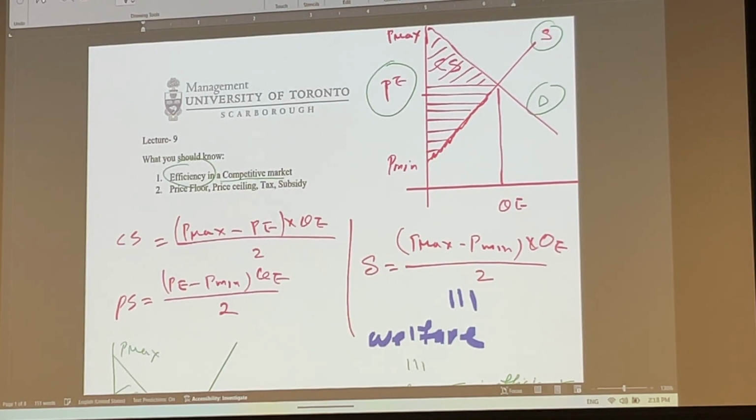The government should not intervene because the market is efficient. Any government intervention to make the market inefficient basically causes welfare loss, surplus loss. But there's an asterisk, two asterisks. The asterisk is demand should be real willingness to pay, supply should be real marginal cost.